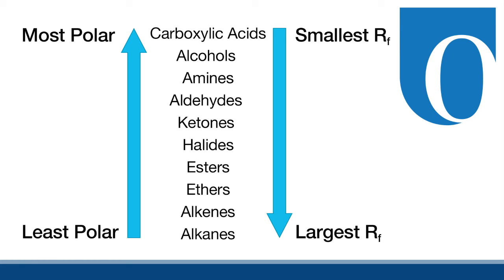The more polar compounds spend more time adsorbed to the silica gel and will move more slowly compared to a less polar compound. More polar compounds will have lower RF values. Conversely, the more nonpolar a compound is, the less it is slowed down because it interacts less with the silica gel, resulting in a higher RF value.